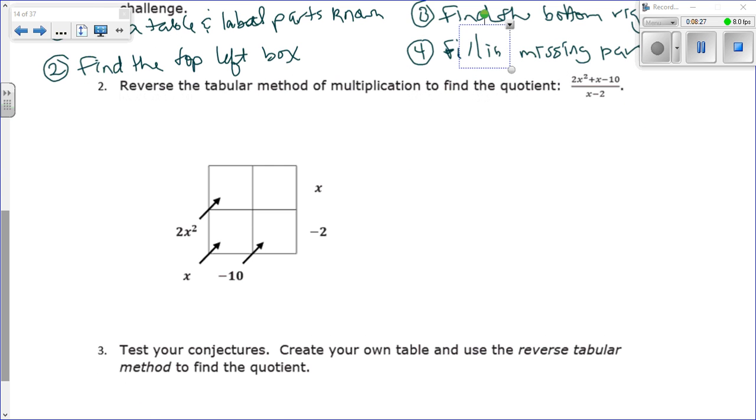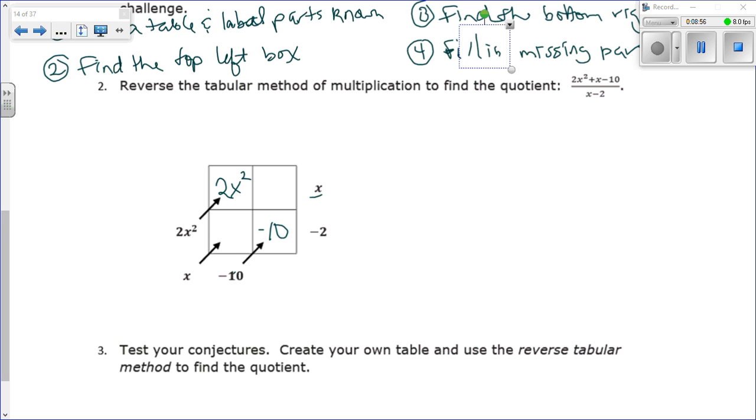So the reverse tabular method. You want to reverse the tabular method of multiplication to find the quotient. 2x cubed plus x minus 10 over x minus 2. Everything is already labeled for us. So to find the top left box, this has to be 2x squared. The bottom right box has to be negative 10. And now I just need to fill in what's missing.